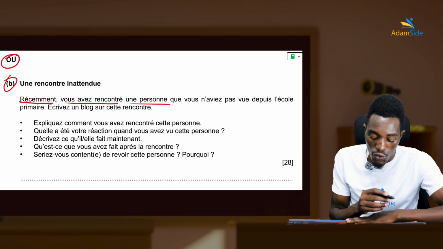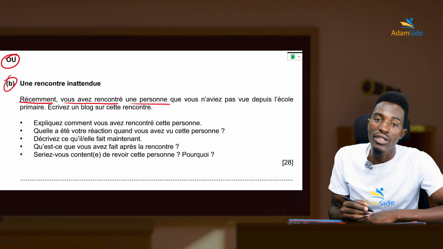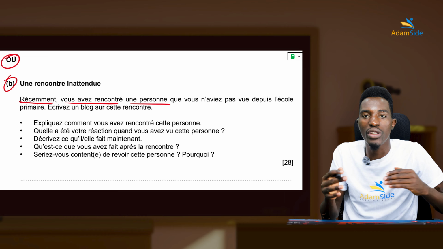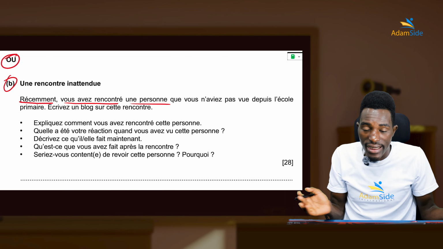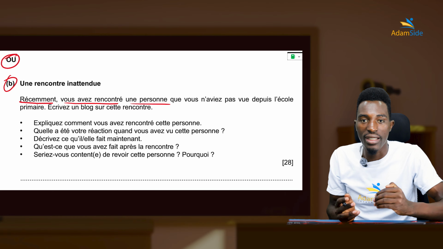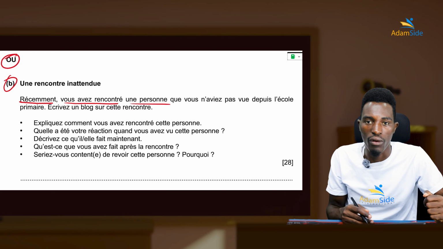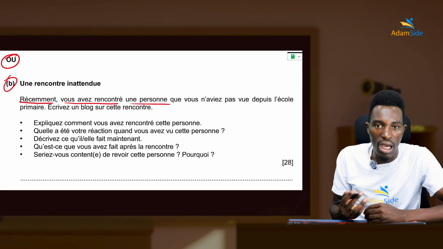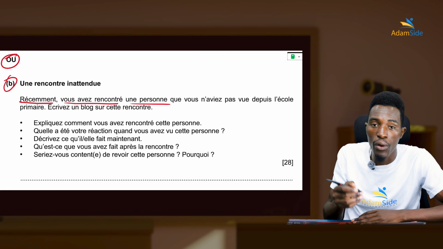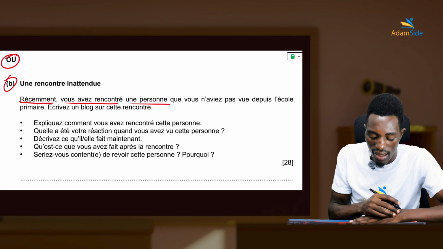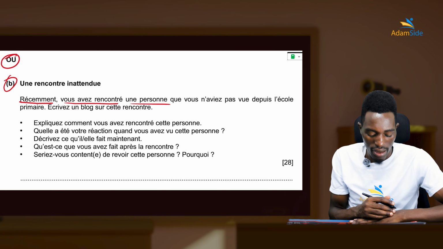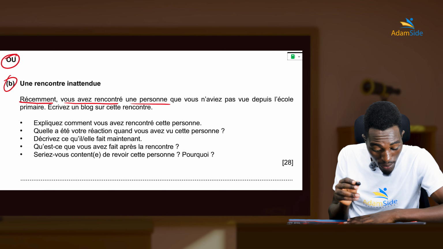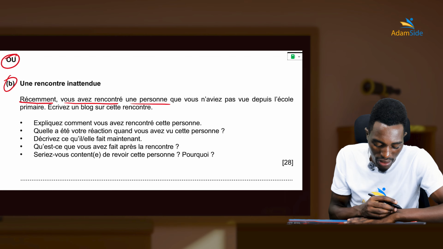So, recently you met a person that you didn't have any communication with since you completed your primary school level, but then you came to meet him or her, maybe today or nowadays. So write a blog to explain that meeting. In the blog that you are going to write, you have to include the following.